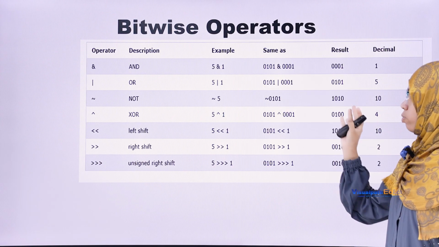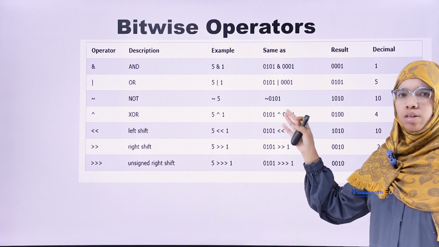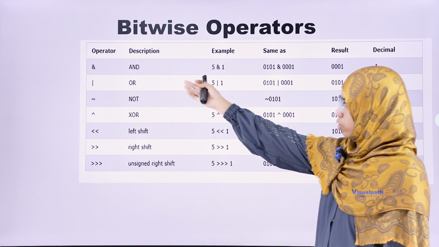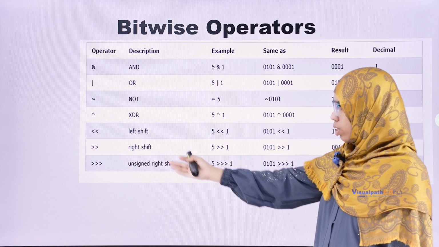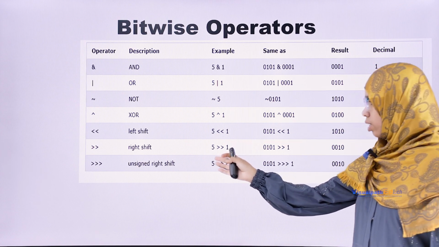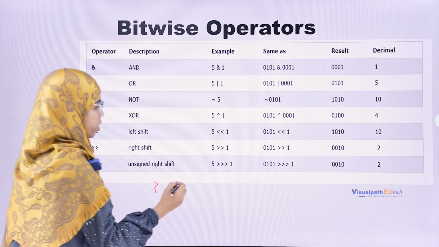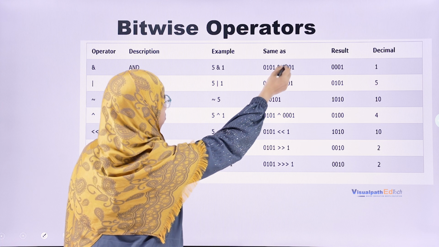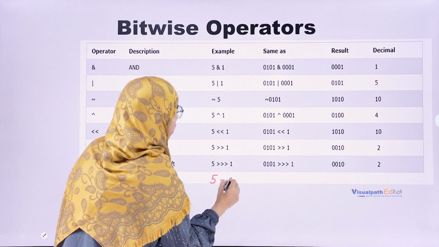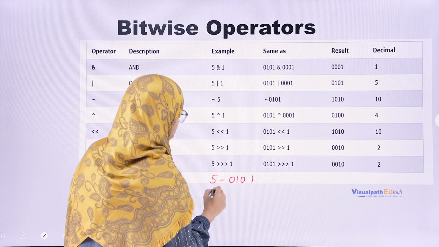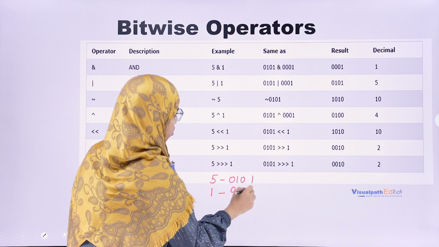Now coming to the bitwise operators. What is a bitwise AND? It works similar to your logical AND, but is represented with a single ampersand. Then single pipe, not symbol, XOR, left shift and right shift. Unsigned right shift is also available. Now let us see a simple example of bitwise AND. The given variables are 5 and 1. The binary representation of 5 is 0101, and the binary representation of 1 is 0001.